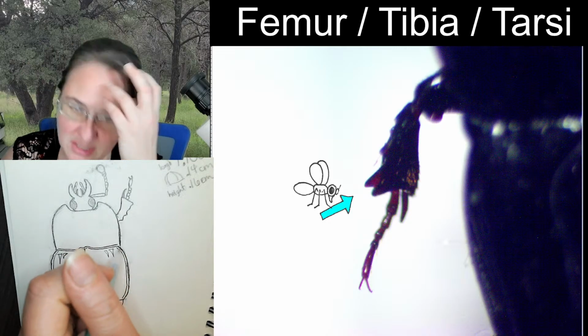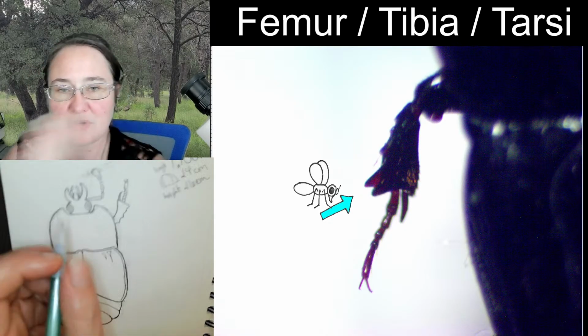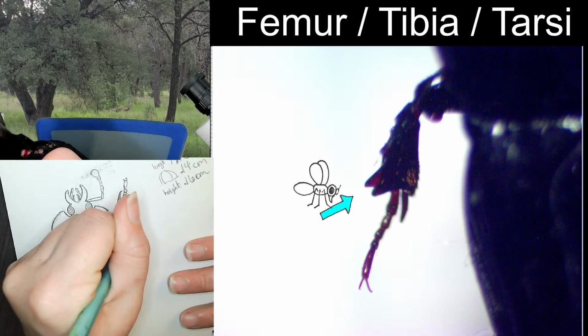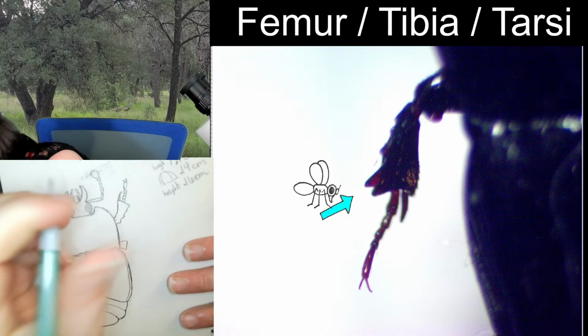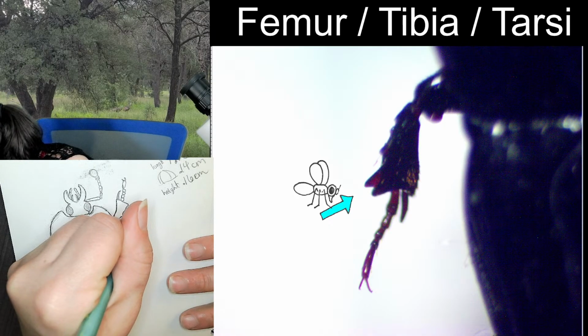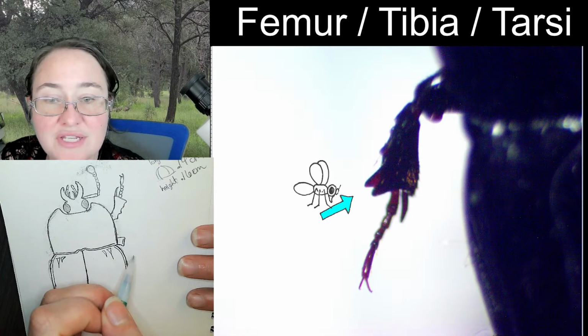The femur is going to be visible at the very end of the pronotum right here. So I'm just going to give it that little rectangular shape, coming down and around. It's got a little lip along the bottom if you want to draw that in. Alright, so that's the femur. Now the tibia.